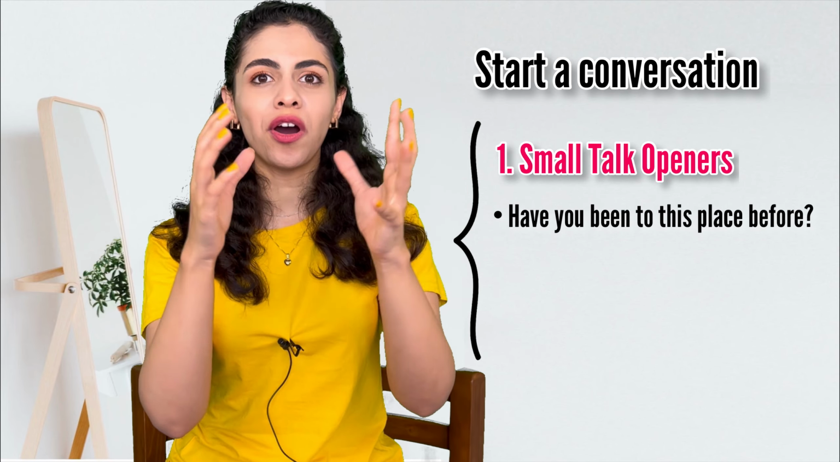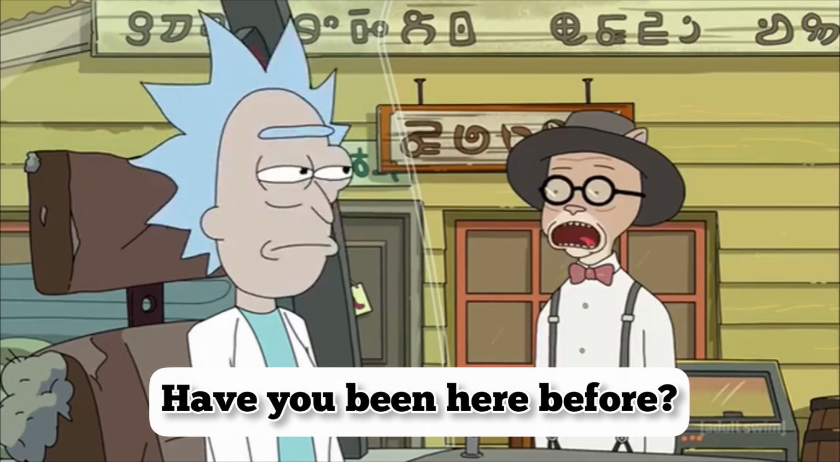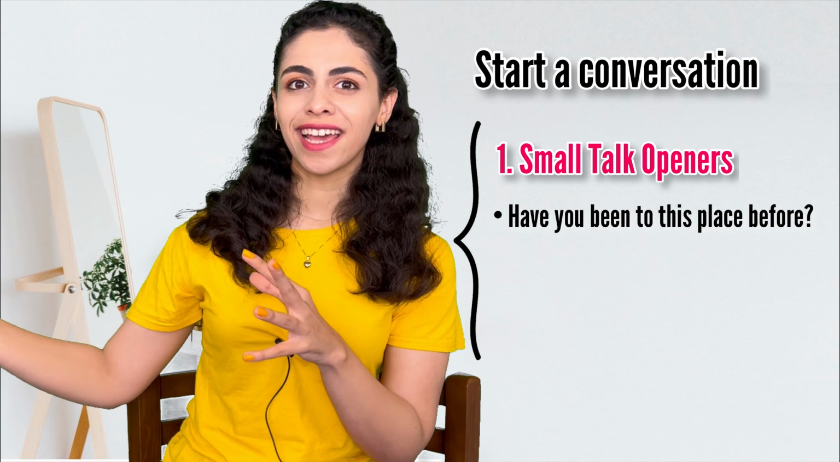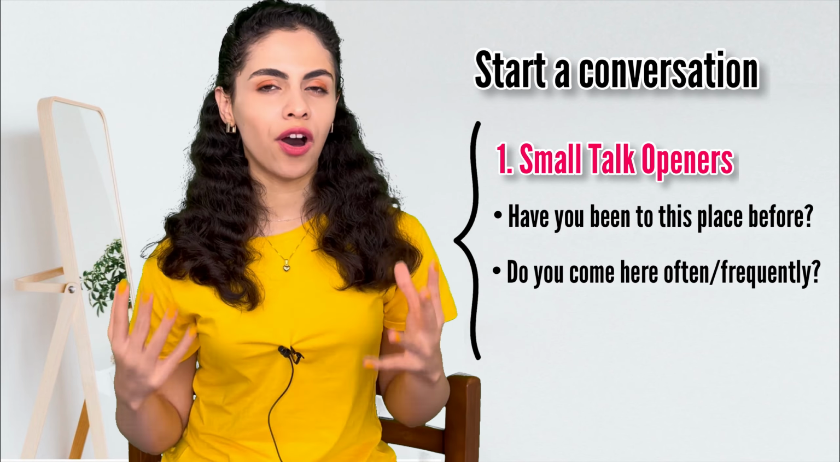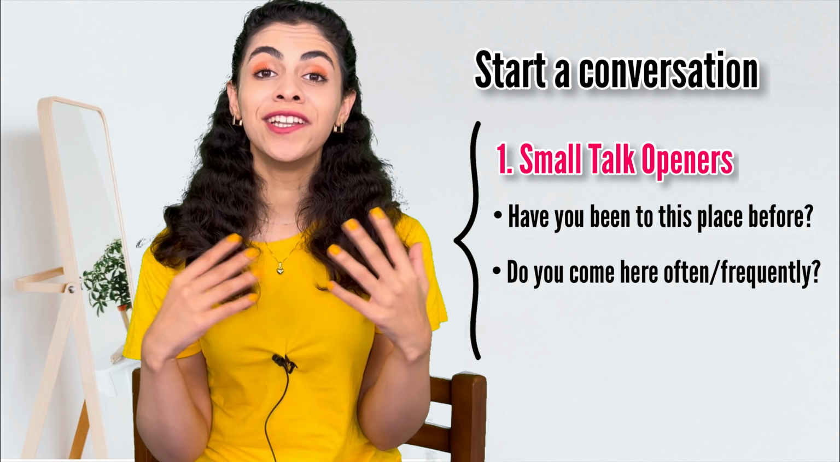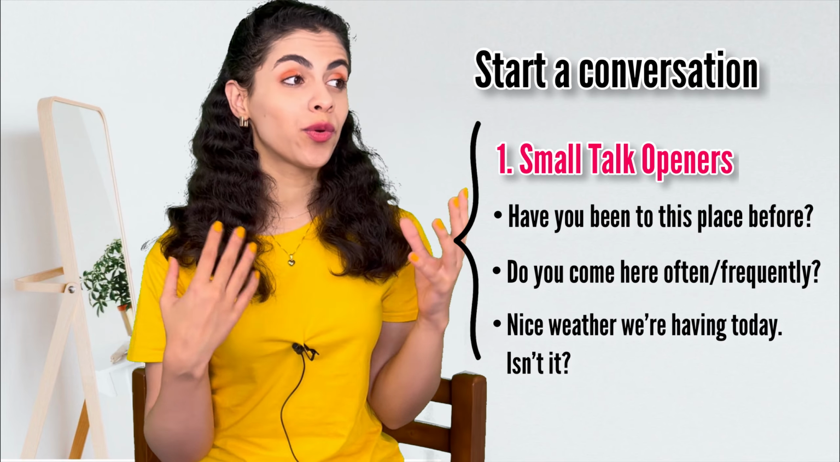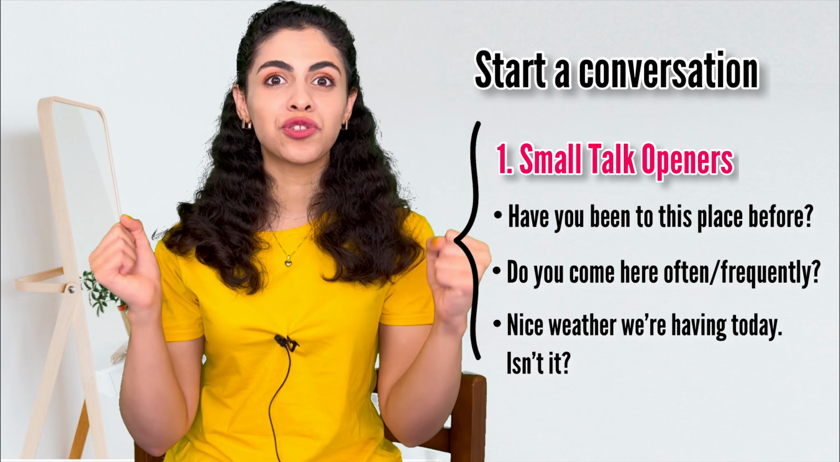Like, imagine you are traveling to another country or another city and you see someone and you want to strike up a friendship. And you can say, have you been to this place before? It is amazing. This place is fabulous. Oh, have you been here before? No. And that person can continue the conversation. Or you can ask them, do you come here often or frequently? And that person can say, no, I'm just visiting. There are lots of small talk openers. Another example is, nice weather we're having today, isn't it? And that person can talk about it and you guys can strike up your friendship.